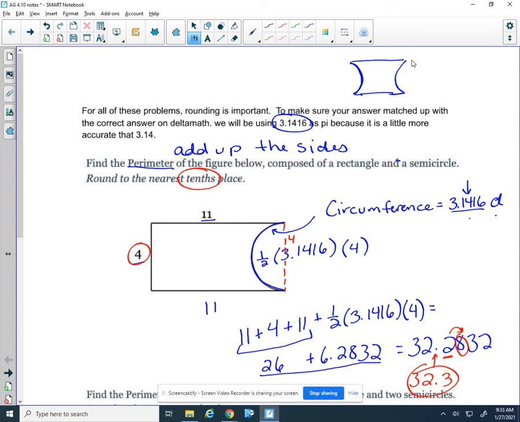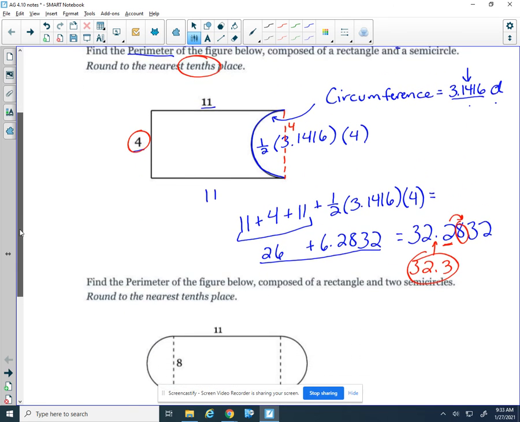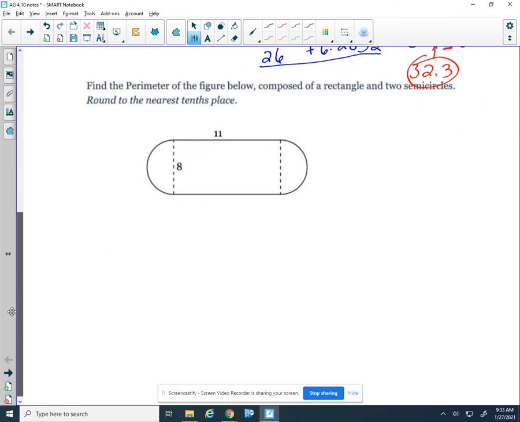So we're going to look at one more of those. So here's our rectangle with 2 circles on the outside. So down here, for perimeter again, there's an 11 down here. And here we have half of a circle. So we're going to do that 1/2. We're using the 3.1416 for pi, and then the diameter is 8. Over here, this is exactly the same size.